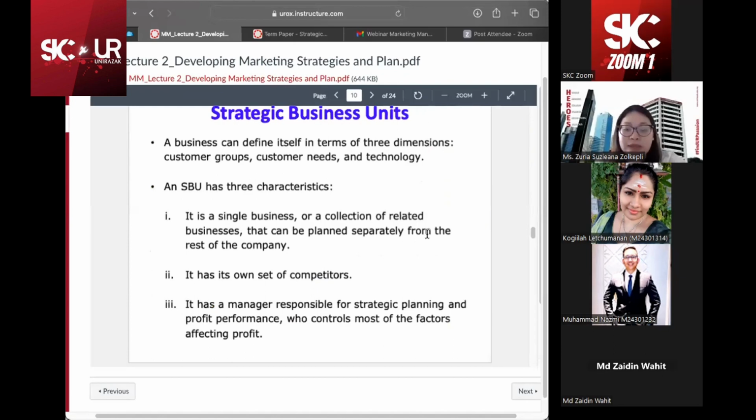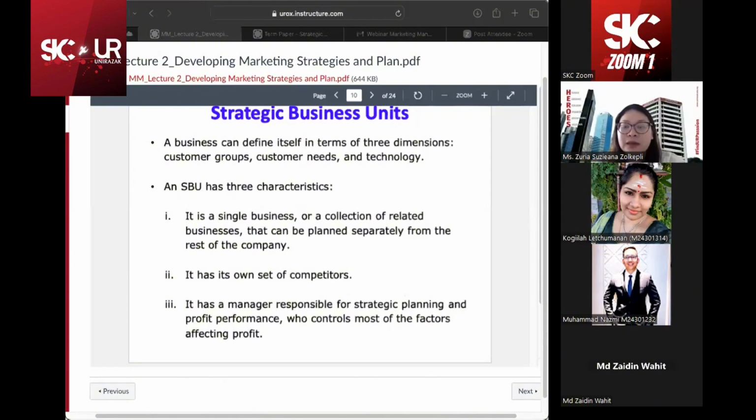Kita ambil contoh bank tadi. So we do have the competitors, right? For example, like Islamic finance, we do have some details on that. And then in terms of investment banking, ada dia punya set of competitors. And then it has a manager responsible for the strategic planning of that unit ataupun of that division.